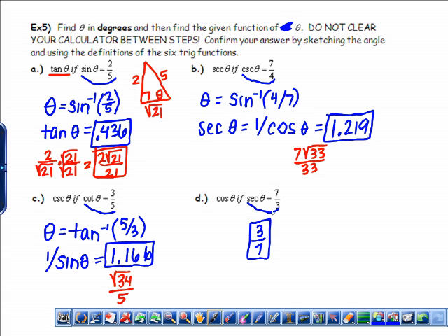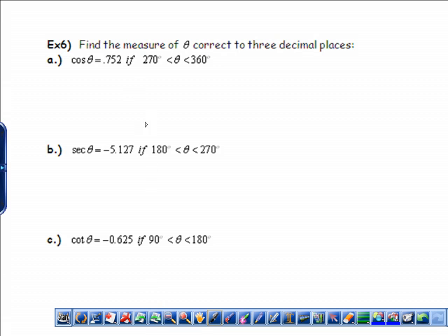Now this could definitely change if we put a negative in front of here, and that's going to come up in a future lesson, but you don't have to worry about that at all for right now. Okay, but I don't want to tell you something's always the case when it's really not. Alright, let's move on to the last part. It says find the measure. Okay, let's look at example 6. Find the measure of theta correct to 3 decimal places.